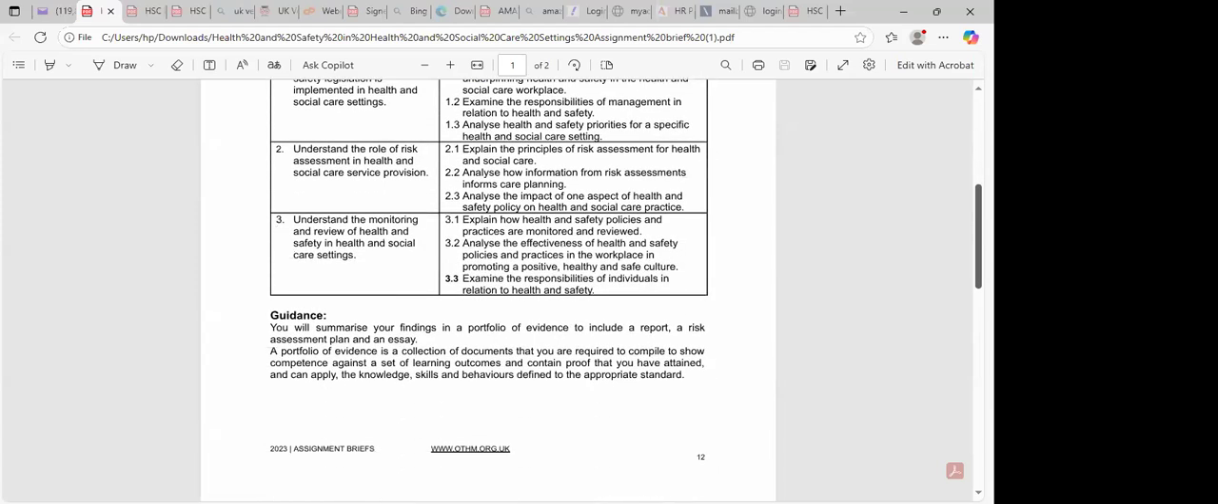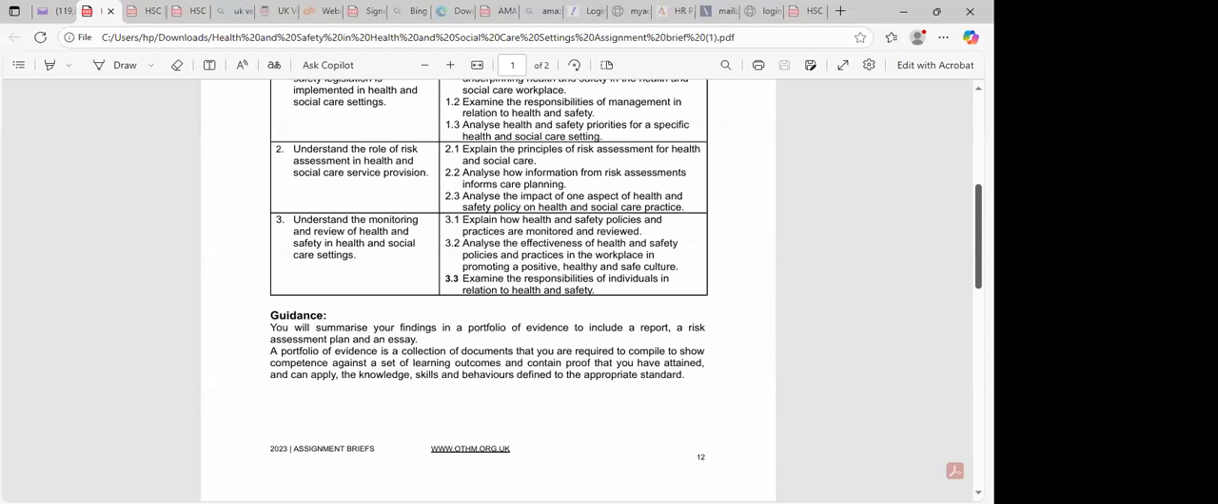So let's look at level 3. It says: explain how health and safety policies and practices are monitored and reviewed. Then: analyze the effectiveness of health and safety policies and practices in the workplace in promoting a positive, healthy, and safe culture. And then 3.3: examine the responsibilities of individuals in relation to health and safety. And this individual, they are talking about management. That's what they said.